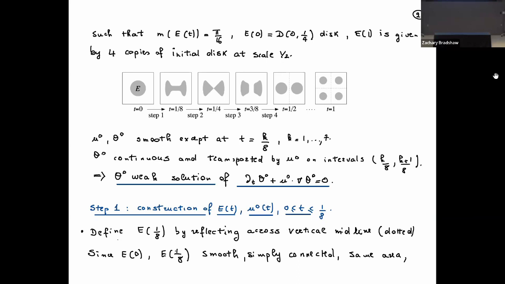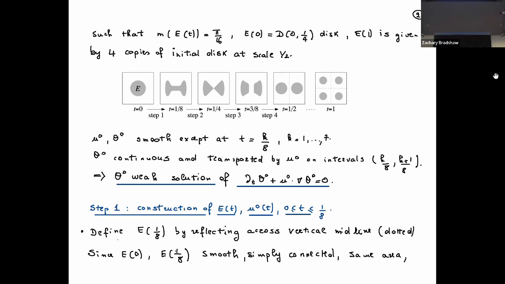Okay. So what will happen here is that u naught and theta naught will be smooth, except possibly at times that are multiples of 1/8. Theta naught will be continuous and transported in between these times. And overall, theta naught will be a weak solution of the transport equation with velocity u naught. And then you concatenate the steps to construct a weak solution for all times.